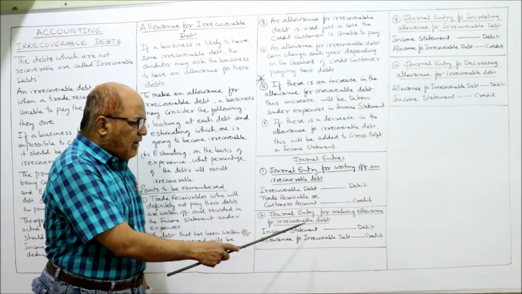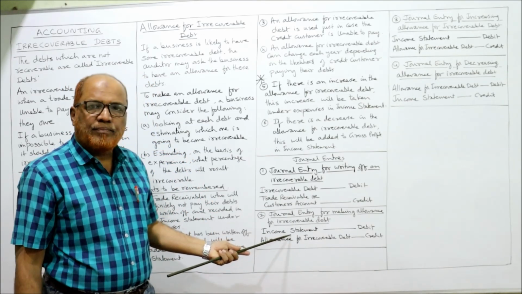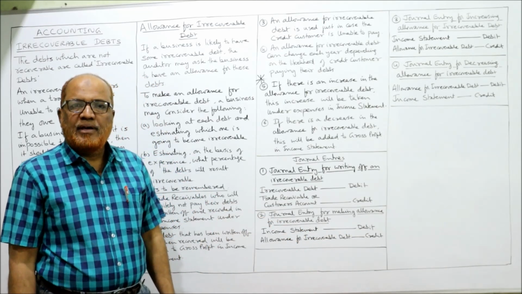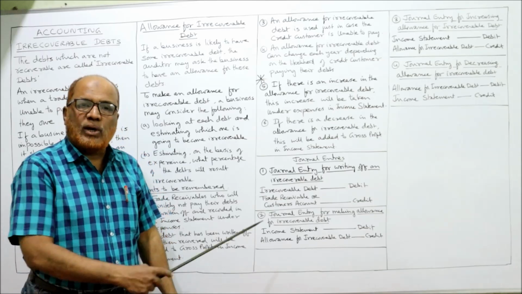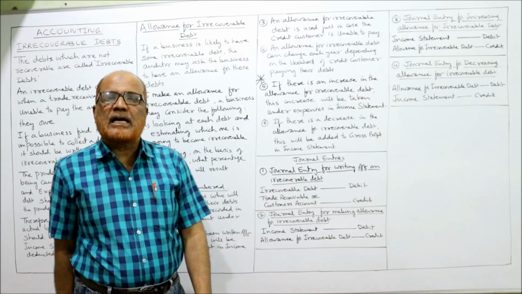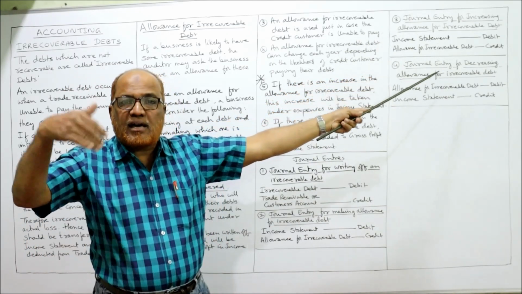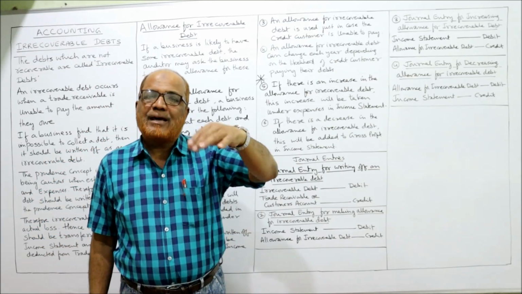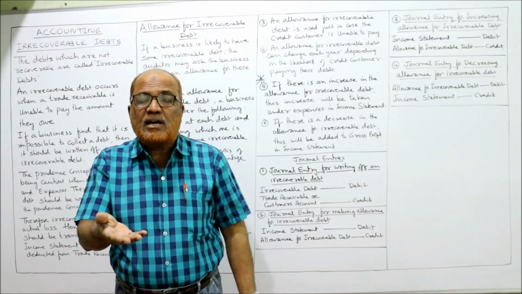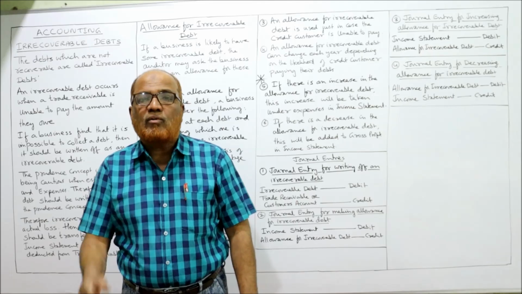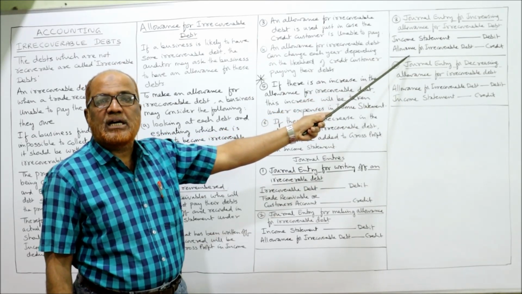Second, journal entry for making allowance for irrecoverable debt. Entry will be income statement debit and allowance for irrecoverable debt credit. Here we should not write down trade receivable or customer's account. For allowance we will not transfer to customer's account. So income statement debit and allowance for irrecoverable debt credit. This is the entry for making allowance for irrecoverable debt. Third one is journal entry for increasing allowance for irrecoverable debt. Just now I told you, beginning of the year $1,000 was the allowance. End of the year allowance has become $1,500. So how much increased by the end of the year? $500 has increased. So what is the entry for this increase of $500? Income statement debit, allowance for irrecoverable debt credit.